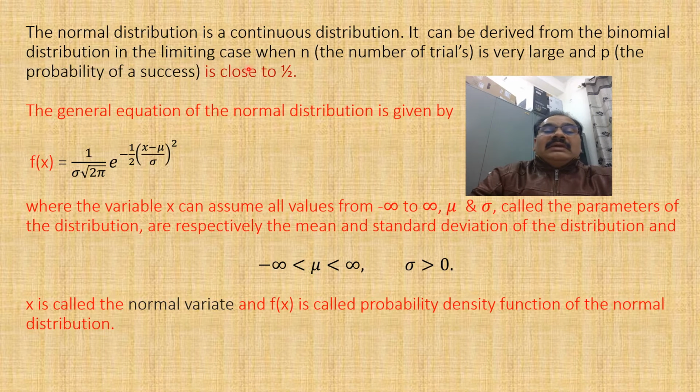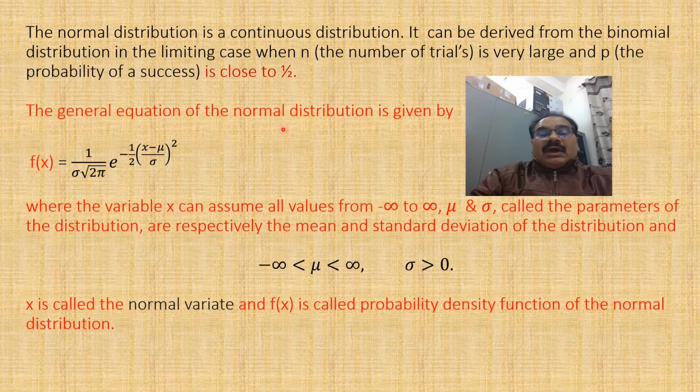In the limiting case, when n, here n is the number of trials, is very large and p, the probability of a success, is close to half. So it is already in the definition. If this probability is close to half, then automatically this is called the normal distribution.